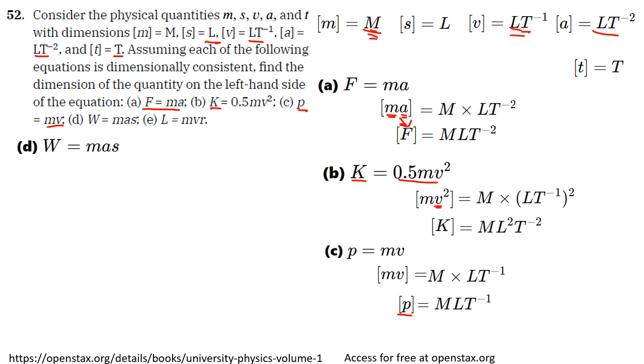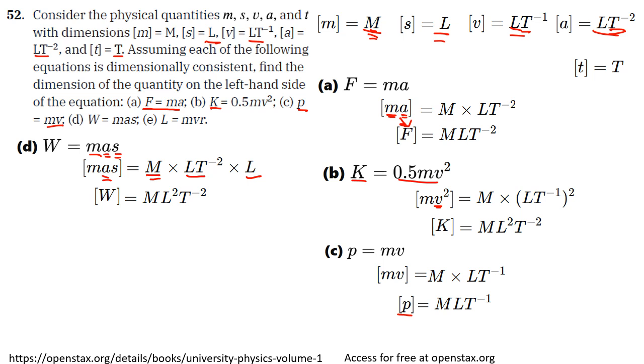Next one, the work done is mass into acceleration into displacement. Here, mass into acceleration is actually force, so force into displacement, or mass into acceleration into displacement. In dimensional analysis, the dimension of m a s is mass, and for acceleration it is LT raised to minus 2. Substitute here, s is L. So in the end, L into L is L square. It gives ML square T raised to minus 2.